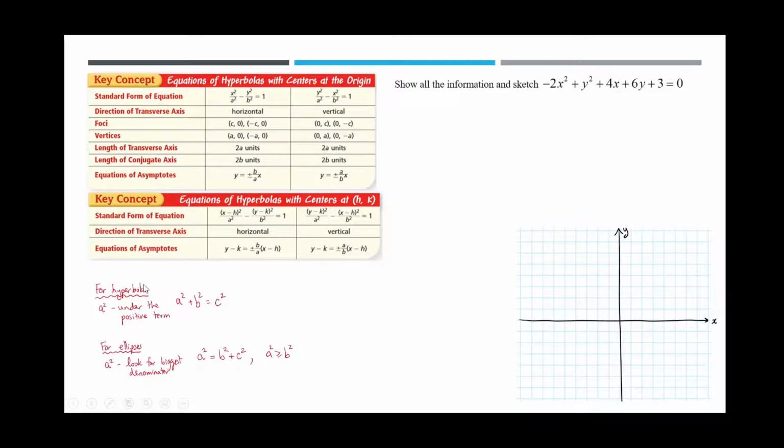So here is a summary of what I just said. For hyperbolas, a squared will be under the positive term. For ellipses, a squared, you look for the biggest denominator. Here are the two versions of the Pythagorean theorem, not to be mixed up. A way to remember is that for ellipses, a has to be biggest, so a must be the hypotenuse.